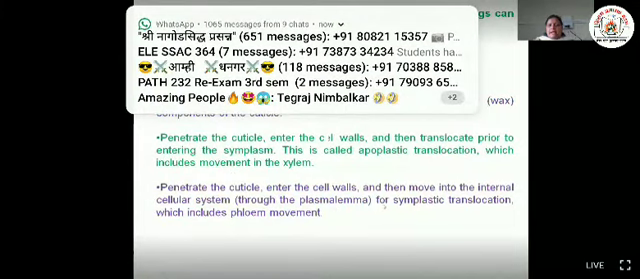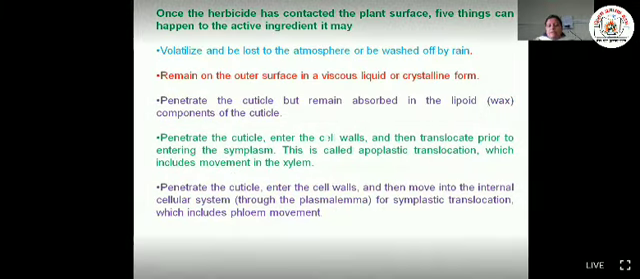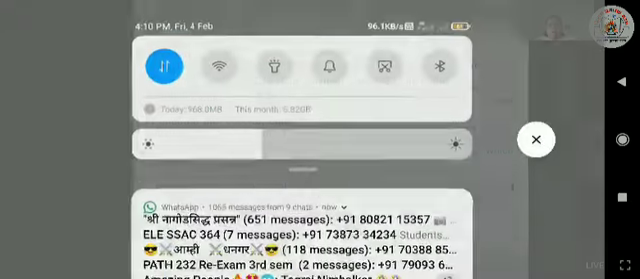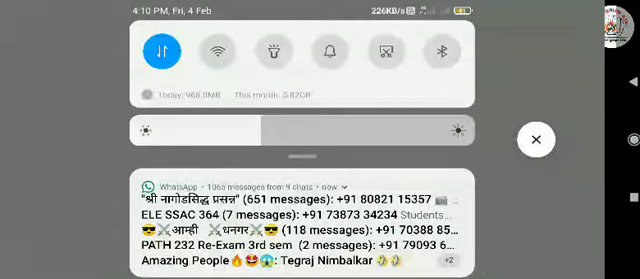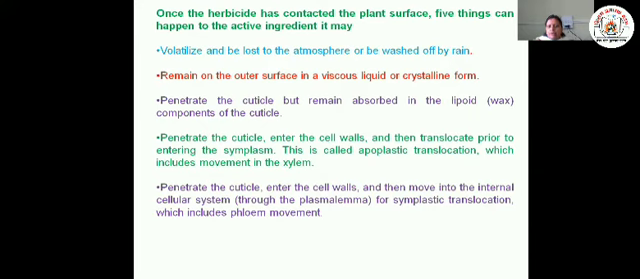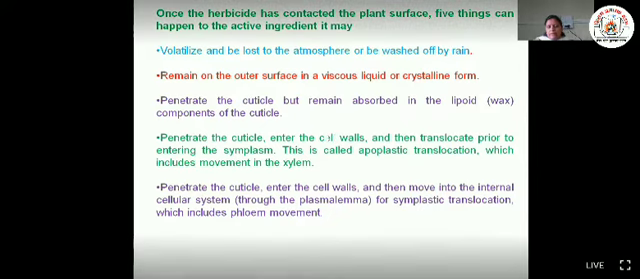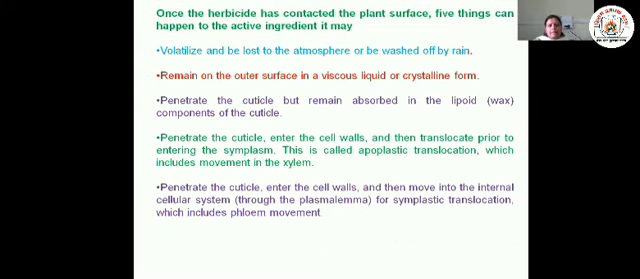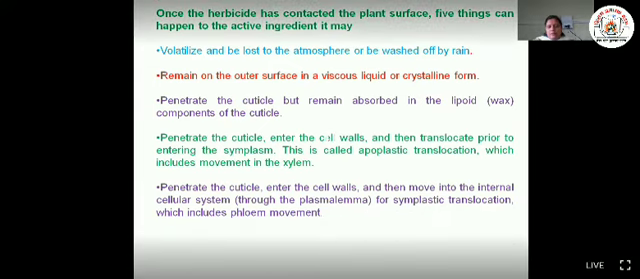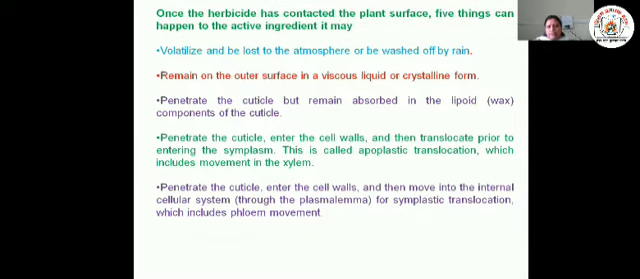Once herbicide has contacted the plant surface, five things have to happen. Which are those? First, herbicides are volatilized and lost into the atmosphere, or washed off by the rain. Then they remain on the outer surface in a viscous liquid or crystalline form. They do not reach all plant parts. Then they penetrate the cuticle, but remain absorbed in the wax component of the cuticle. In that condition, there is no use of the herbicides.